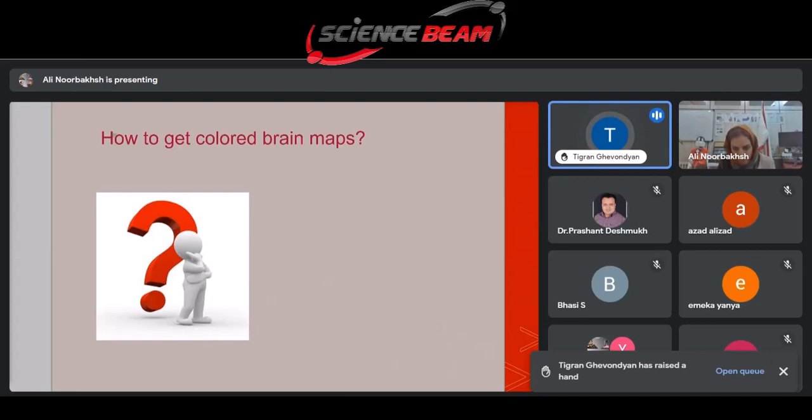And these colored areas show the active areas in the brain, in the cortex, at the moment of measuring. Yeah. Thank you.